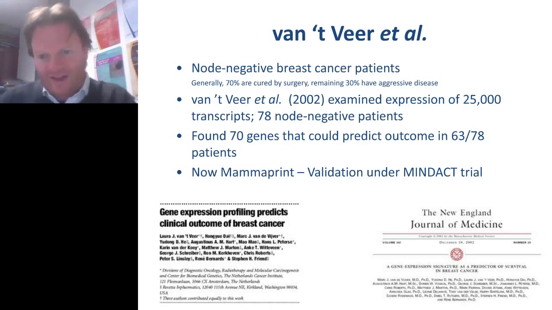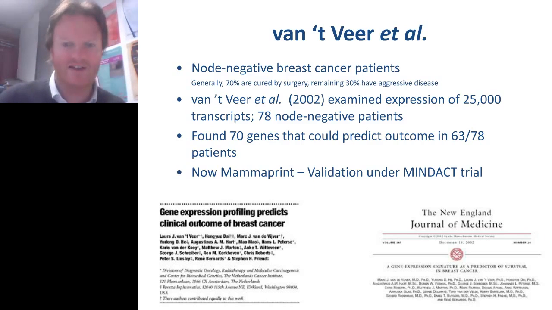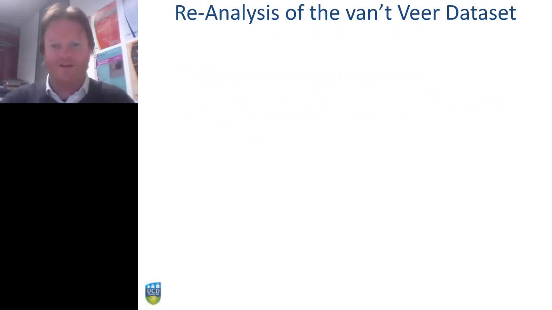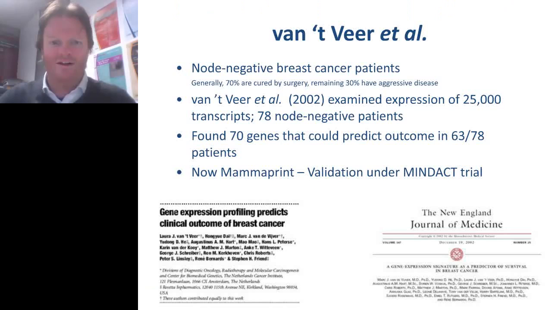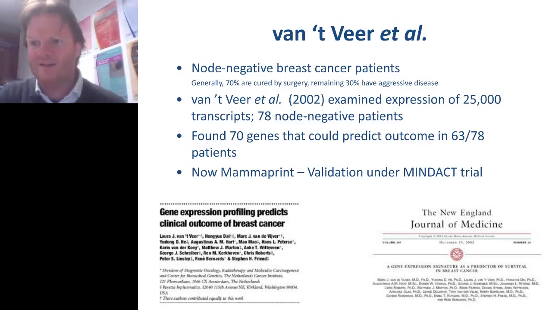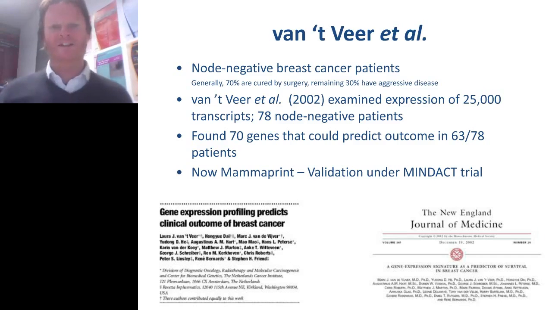This 70 gene signature was then further validated by Marc van de Vijver and Laura and other colleagues, and published in the New England Journal of Medicine, and is now commercially available as the MammaPrint test, which is under validation in the MINDACT trial. Basically what this test does is measure these 70 genes and determine those patients who are at high risk. Those patients get chemotherapy, those who are at low risk don't get chemotherapy, and the discordant cases within the MINDACT trial have been randomized to receive either chemotherapy or no chemotherapy.